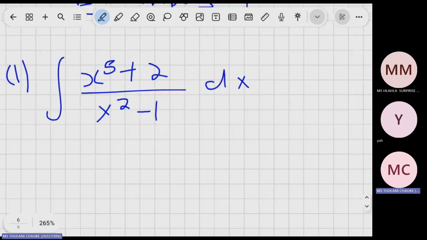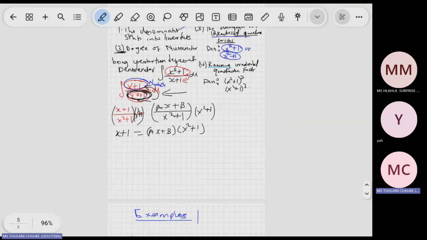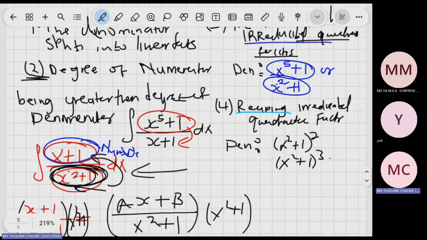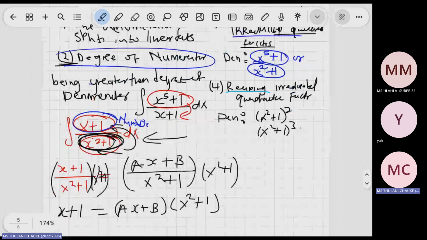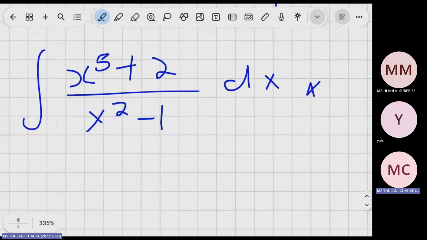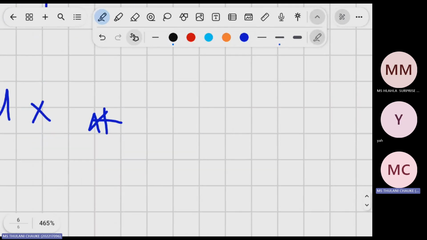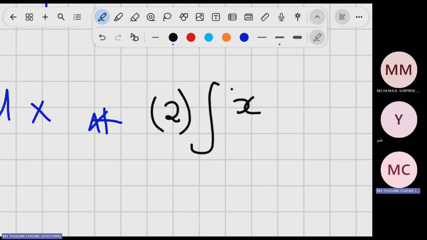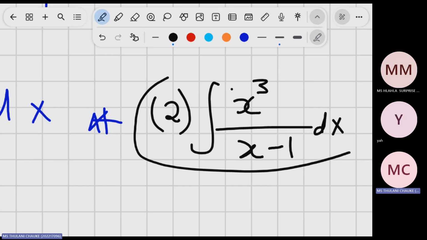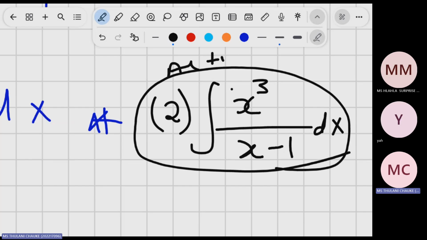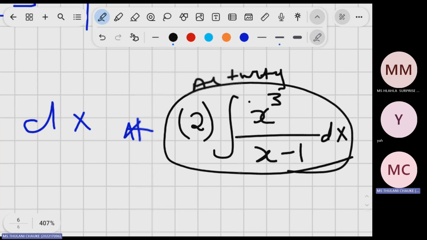Yeah, let's say now you have got the second case, whereby the degree of your numerator is greater than the degree of your denominator, which is this one. When you have something like this, they also give you a task that you can go and try. But this one, I'm just creating it by my own brain. So let's say you have got x^5 plus 2 over x squared minus 1, dx. So this one is an activity. You will follow whatever I'll do here to try this one.